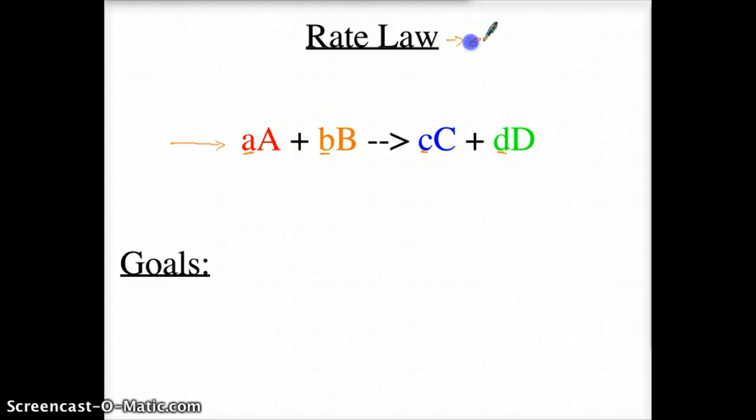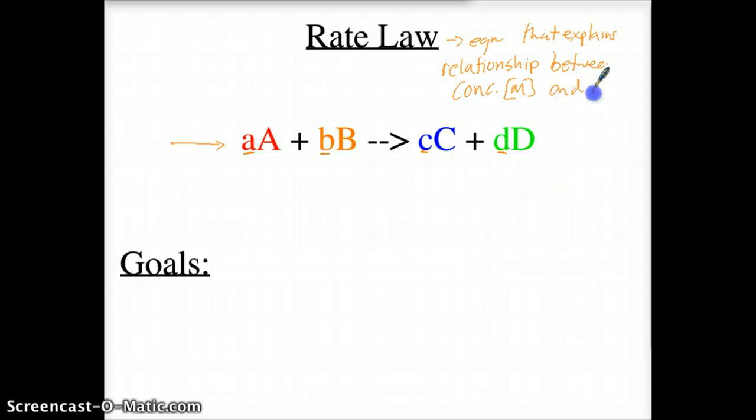The rate law is an equation that explains the relationship between concentration in molarity and rate. What it allows us to do is say, okay, we change the concentration of reactant A, what's that going to do to the speed of the reaction? How much will it change it by? If we change the concentration of B, how much will that change how fast the reaction goes?